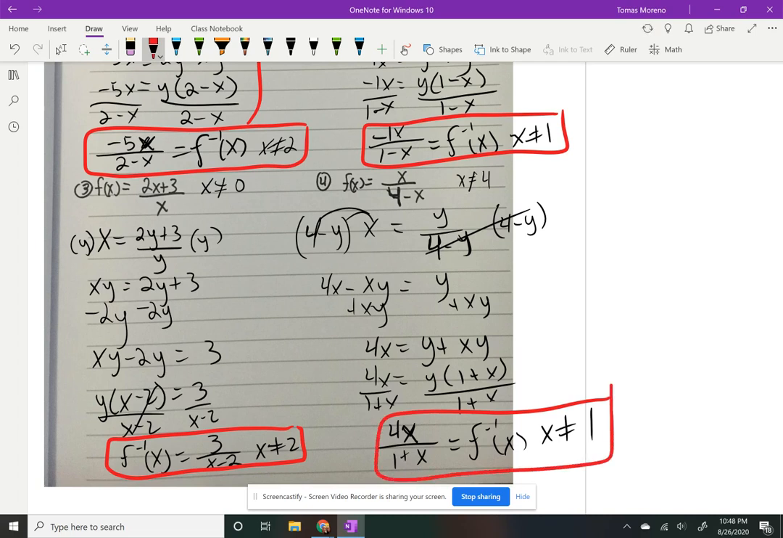That's how we do inverses. So pretty much all you have to do is switch the x and y positions, solve for y. Once you do that, you change the y to f of negative 1. And that's it. You're golden. So that's inverse functions for you guys. You guys will probably have some homework on this. But if you could understand these 4 problems, all the other problems will be a piece of cake, I promise you. All right? Thank you.